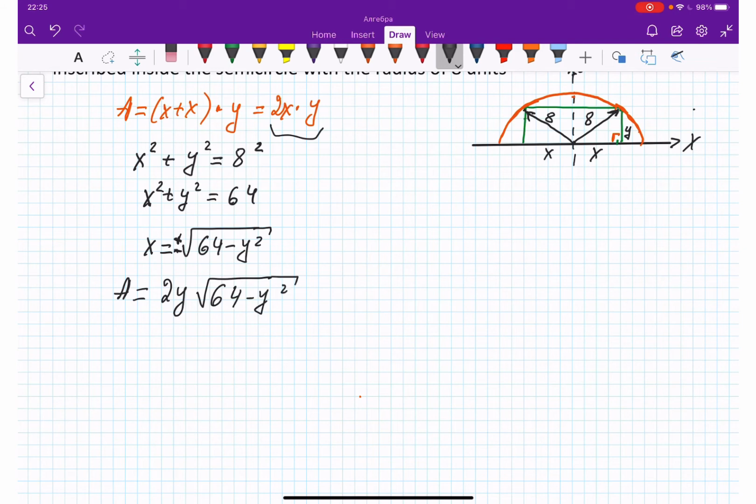Okay, then using the algorithm for maximum and minimum, which means we have to get the derivative and assign it to 0 to find out which area is going to be the largest one. Therefore, we are going to take the derivative now. So dA by dy is going to be equal to twice square root of 64 minus y squared.